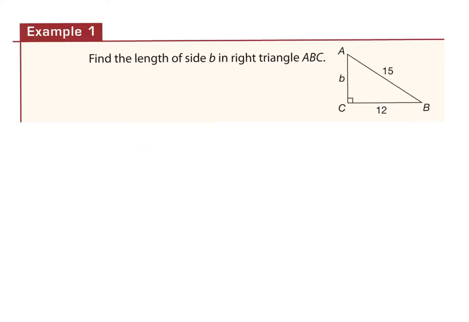So if we are given something like this, the most important thing is to decide which one is my hypotenuse. If I'm looking at this, my hypotenuse is going to be which side? Yeah, my 15 is my hypotenuse. So they want me to solve for the length of side B. I'm going to say B squared plus 12 squared equals 15 squared.